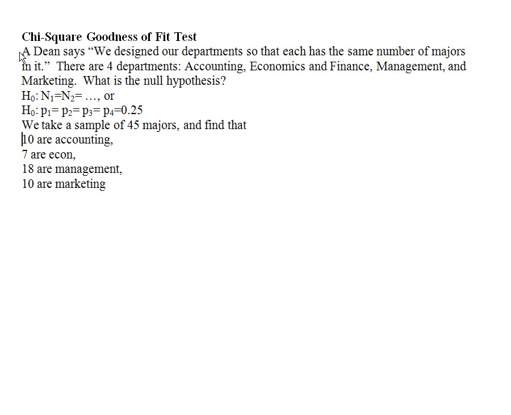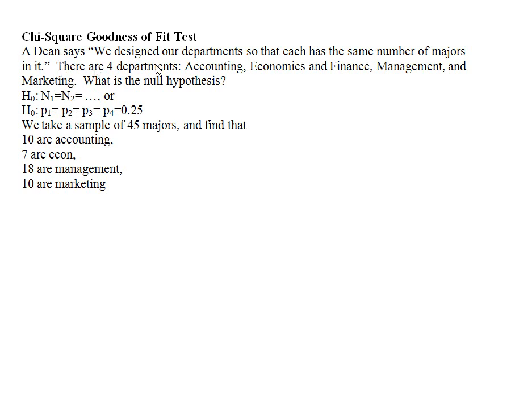So here's a little setup. Suppose a dean of a business school, not my dean, I'm not talking about my dean. Suppose a dean said, we have designed our departments so that each has the same number of majors because we want to have equal representation or something. I don't know if this makes sense or not, but suppose a dean said this, and we wanted to test to see if this was true using a sample of data.